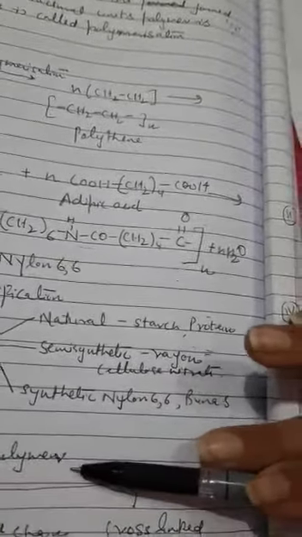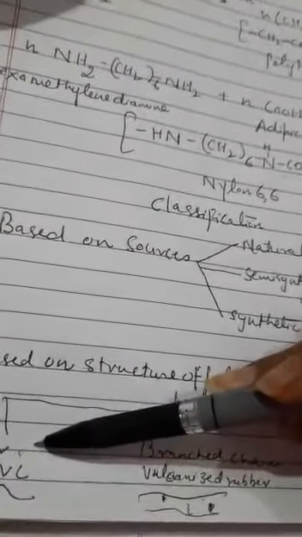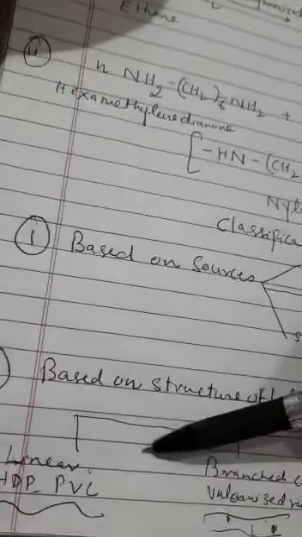The second classification is based on the structure of polymer. These are of 3 types: linear, high density polymer, polyvinyl chloride. You all know about polyvinyl chloride. You have seen it. It is the rubber which is on the wires used at home.